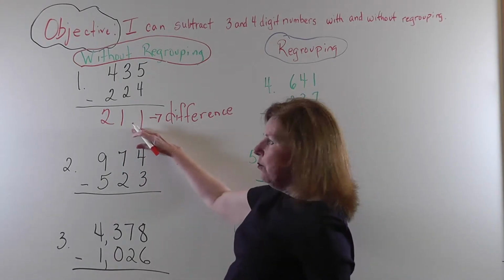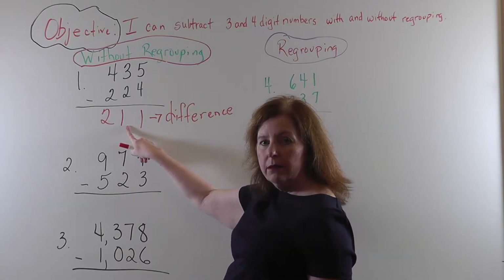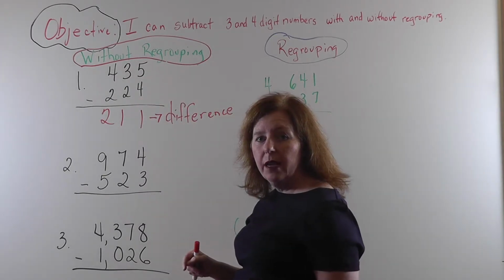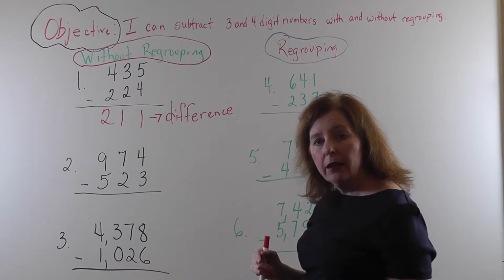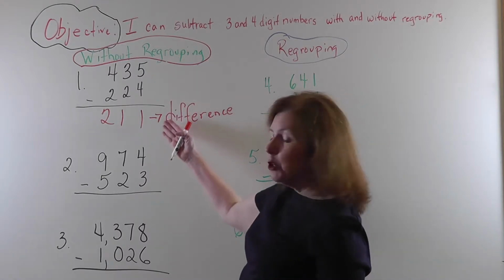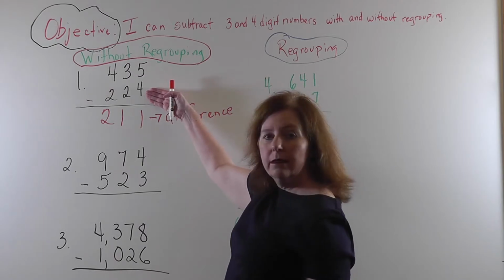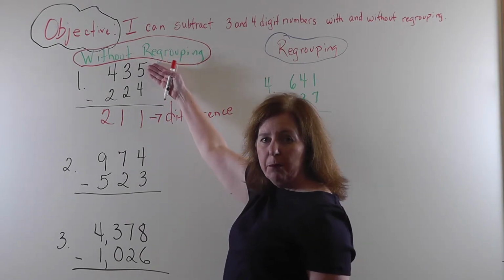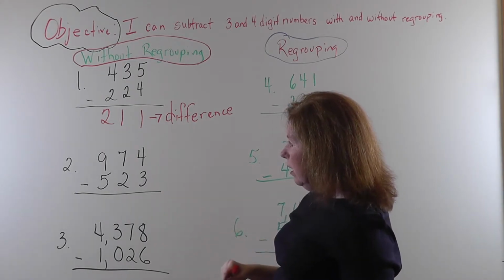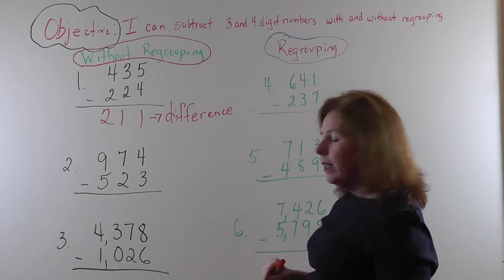Now, to check your work, you can take 211, add 224, and you would get 435. That's how you can check your subtraction problems. Okay? Because subtraction is the opposite of addition. So we can add to get our top number and see if we get it right. Okay, now the next problem, 974 minus 523. I want to find the difference.